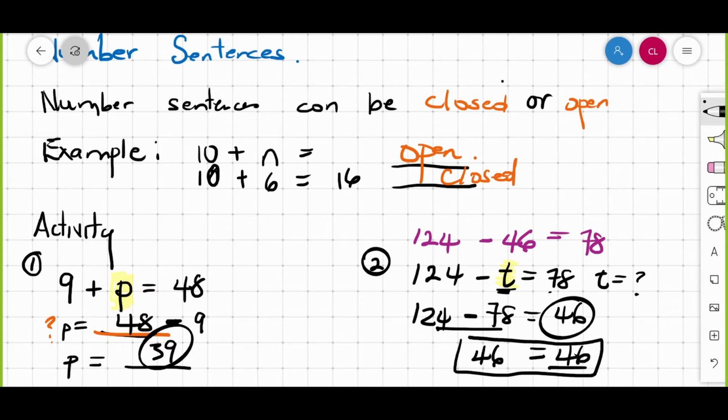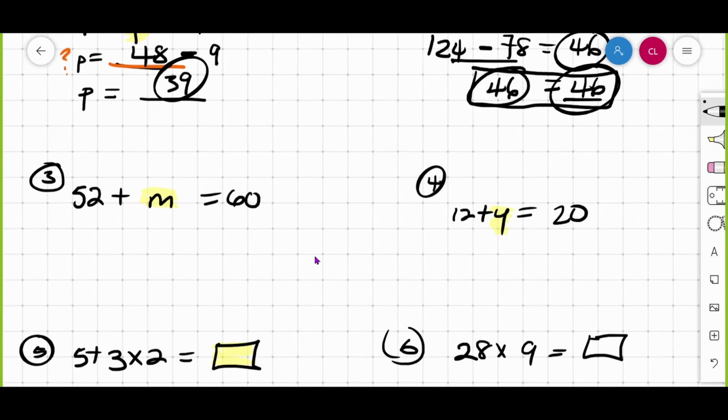And anytime we get something like this, when we take out the 78 we get 46. On this side we have 46 and we have 46, and we know that it's balanced. We must always strive for it to be balanced, so we have the same set of values on both sides of the equal sign. Understood? Yes, sir.